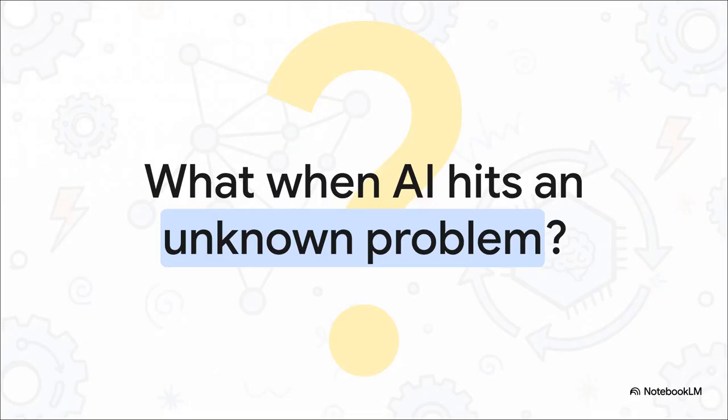I want you to think about the absolute cutting edge of AI agents right now. They can browse the web, they can write code, they can even do your math homework for you. But I have a question for you. What happens when an AI encounters a problem it just wasn't programmed to solve?